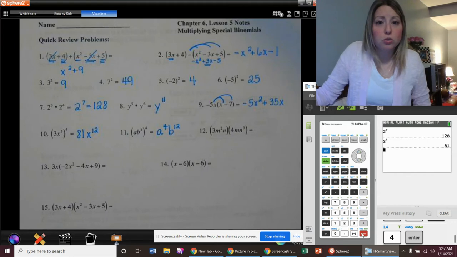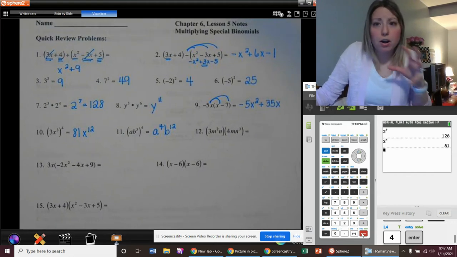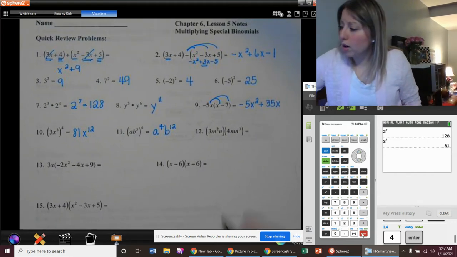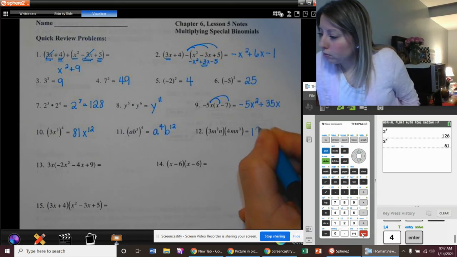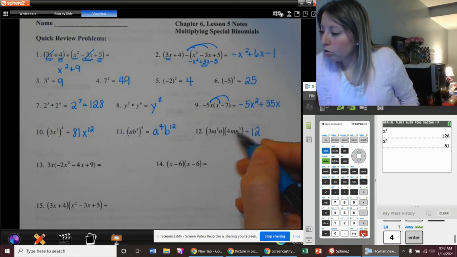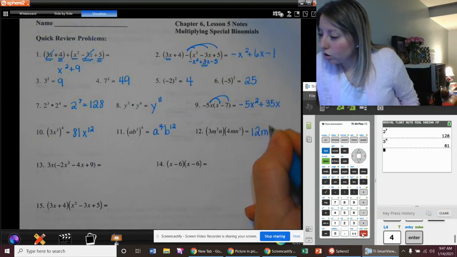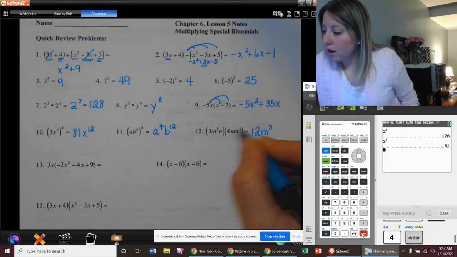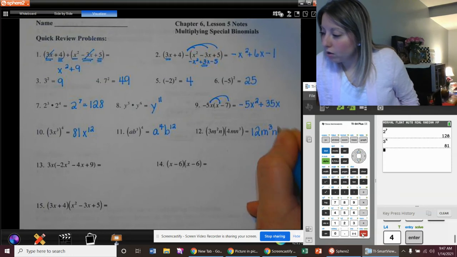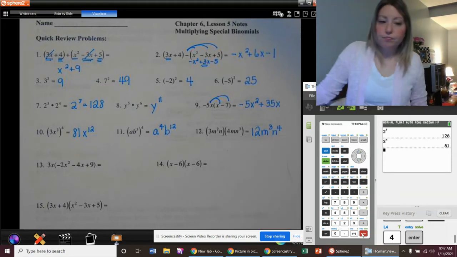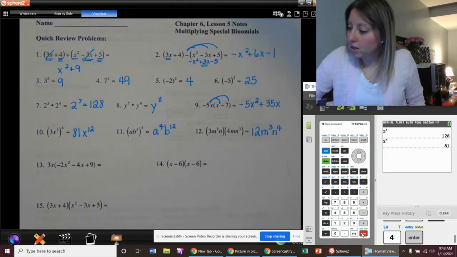Number 12, these are the ones where we kind of regroup in our heads. So 3 times 4 is 12. M squared times m is m cubed. And n times n cubed is n to the 4th. 13, do that distributing.